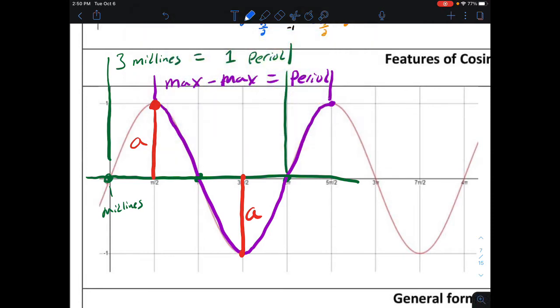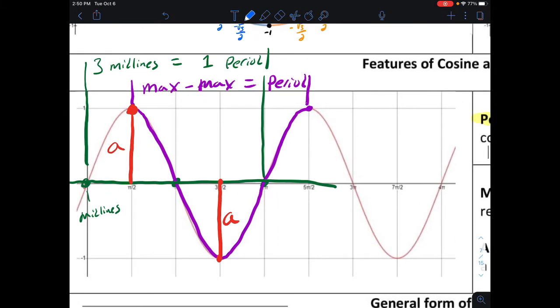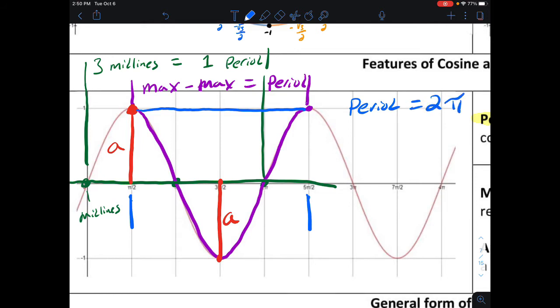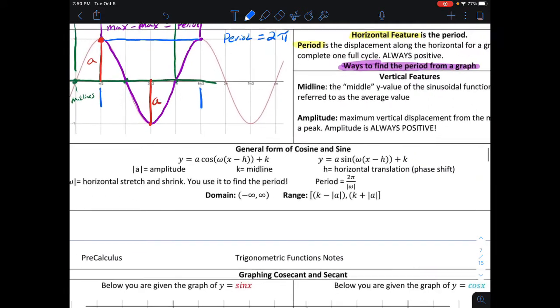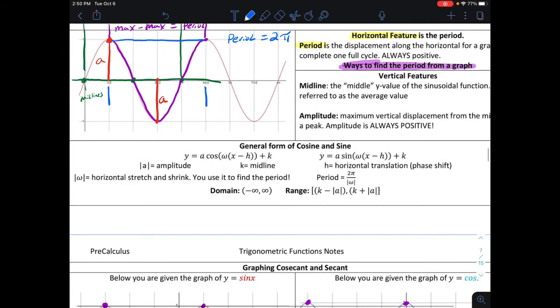Now I showed you how to find the period. Max to max are 3 consecutive midlines. If I wanted to know the original period of a sine wave or a cosine wave, find the distance here in between the two maxes. So I go from pi over 2 to 5 pi over 2, the period from start to finish is 2 pi radians. So if I don't compress horizontally or expand horizontally a sine or a cosine wave, the period should have been 2 pi radians.